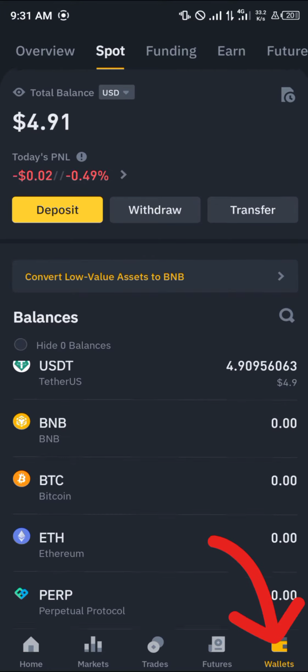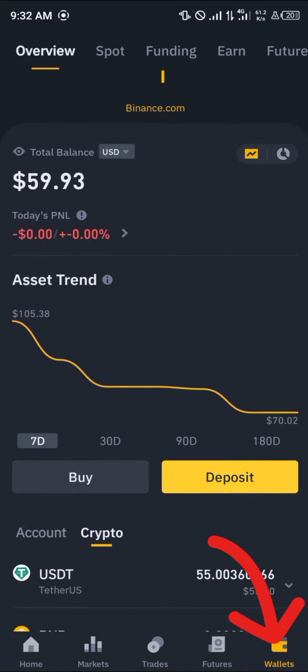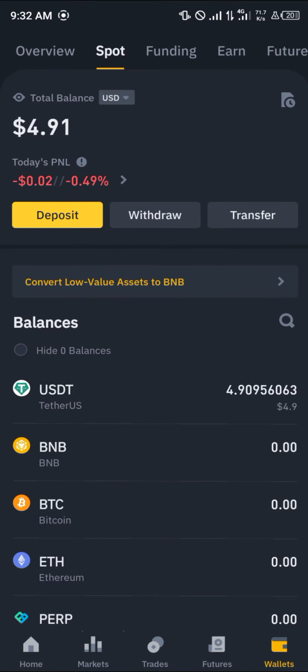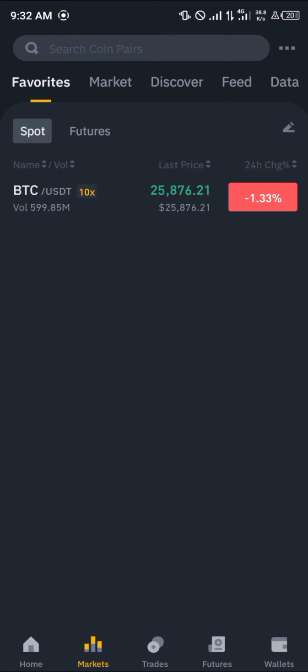So guys, once you've done that, once you've logged in with a verified account, head over to the wallet section. And once at the wallet section, you'll be dropped at the overview, where you can simply scroll over to the spot and find your tokens that can be converted or exchanged. Now head over to the home.